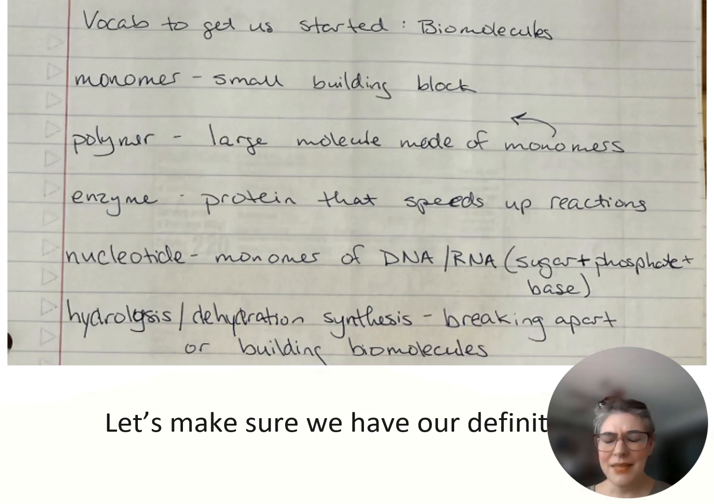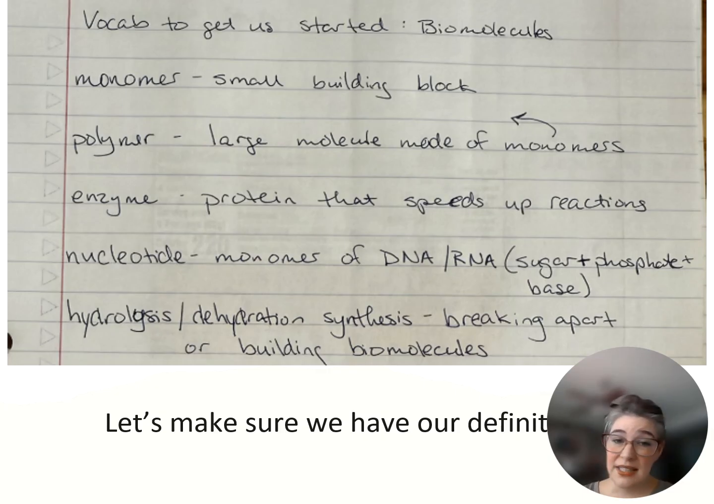Nucleotide, I included this just because it's one of those things that you will hear and see, and you probably already have, and we haven't defined it. So a nucleotide is just a monomer, a small building block of DNA or RNA. So it's a sugar, phosphate, and a base. So just bam, that's a nucleotide.